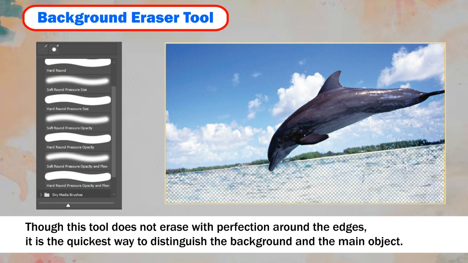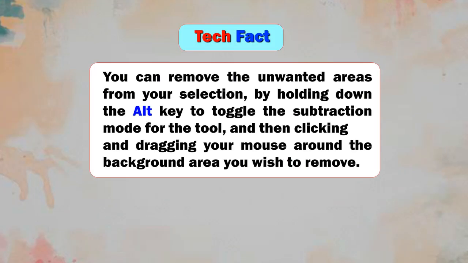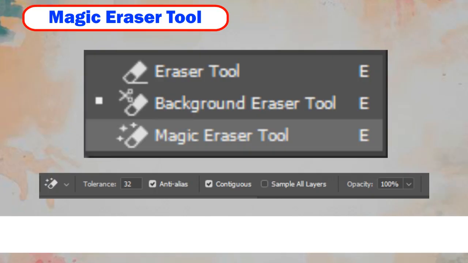and the main object. Tech fact: you can remove the unwanted areas from your selection by holding down the Alt key to toggle the subtraction mode for the tool, and then clicking and dragging your mouse around the background area you wish to remove. Magic Eraser Tool.